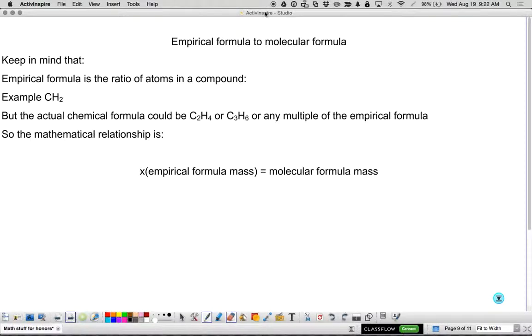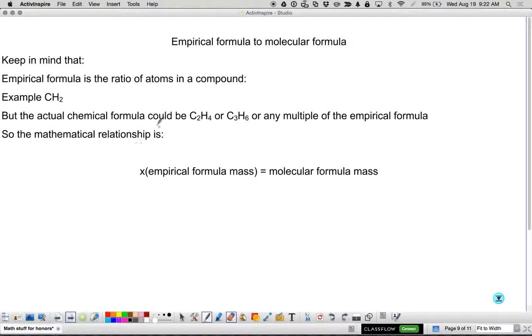All right, so the last thing that we're going to do here is we have these empirical formulas, which aren't that useful, so we need to convert them to molecular formulas. And an important thing to keep in mind here is that it's just the lowest ratio of atoms in a compound. Okay, so the actual formula of something that has this empirical formula could be C2H4, it could be C3H6, or it could be any multiple of the empirical formula.